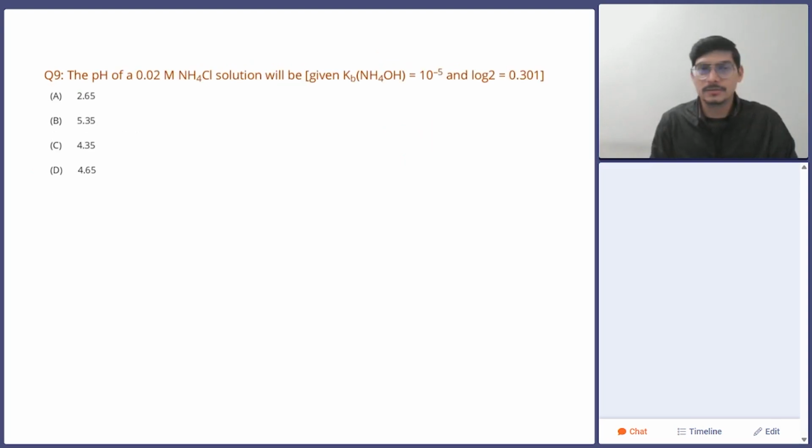Moving to the next question, question number 9. The pH of 0.02 molar NH4Cl. NH4Cl is a salt of a weak base, ammonium hydroxide, and a strong acid, HCl. So in this case, because of hydrolysis, the pH drops below 7.